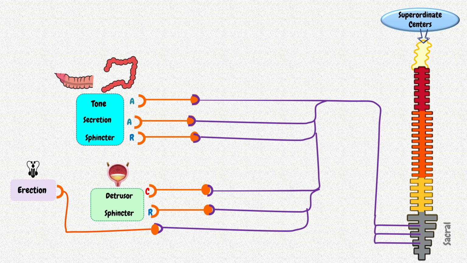This was all about the function of the parasympathetic system in detail. In our next section, we will discuss the function of the sympathetic nervous system.